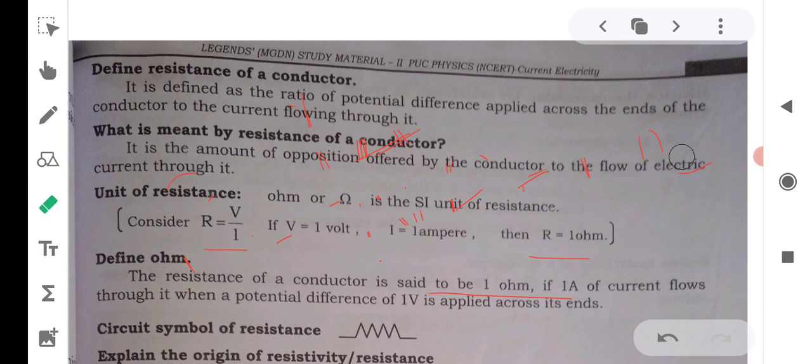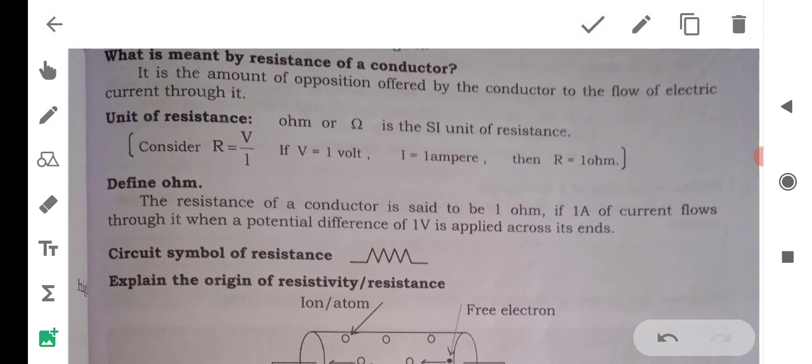And now we'll discuss the circuit symbol of resistance. The SI unit of resistance is ohm, and this is its symbol, called ohm. The definition is also discussed. Now the circuit symbol of resistance is this one. Okay, this is the symbol. Now we'll discuss the next topic.